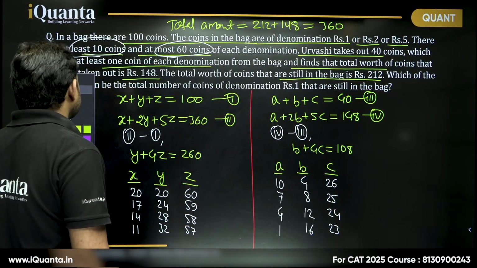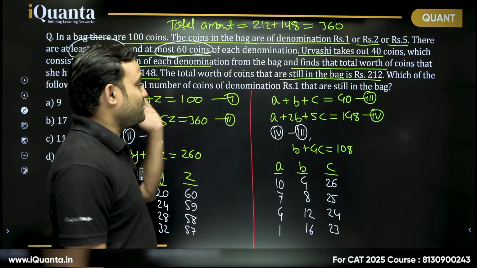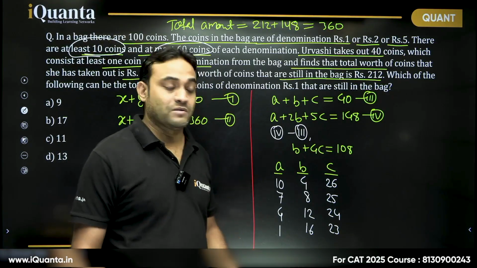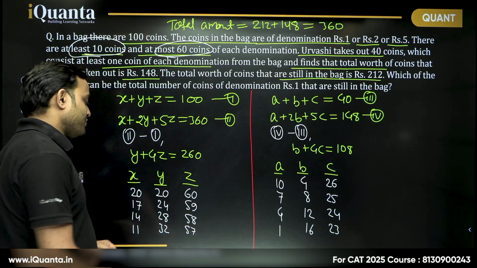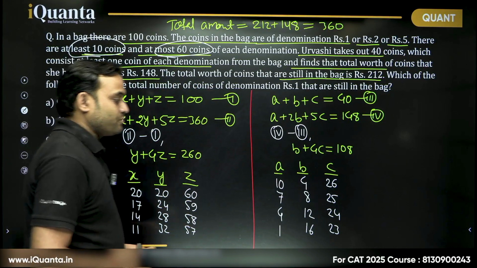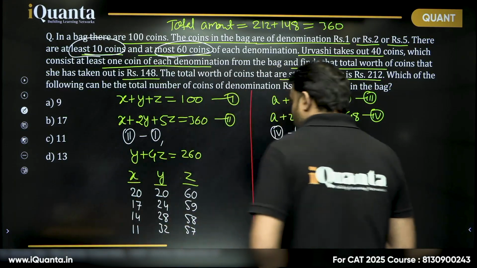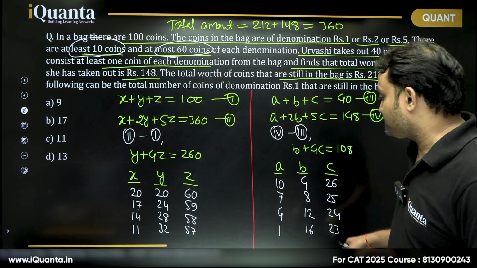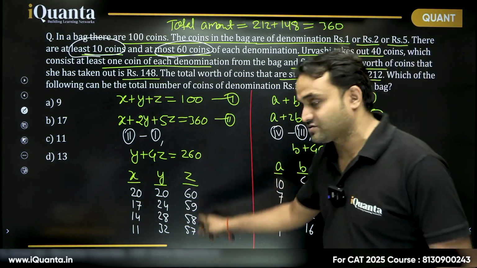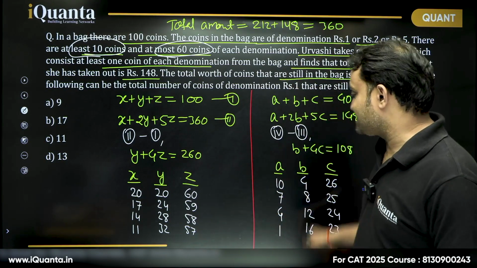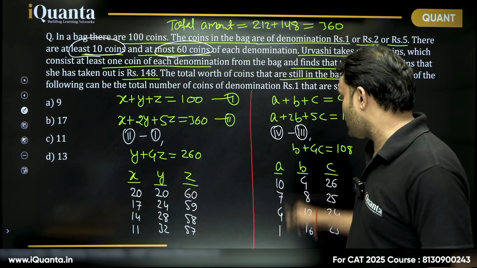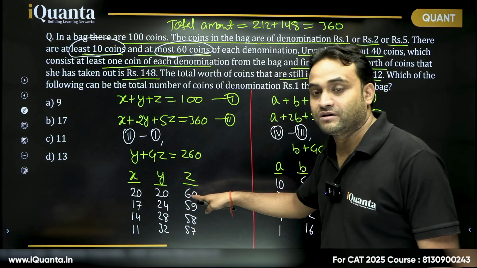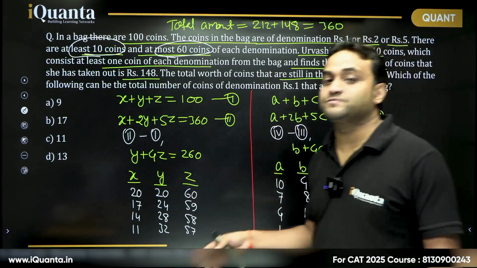Now it says which of the following can be the total number of coins of denomination 1 rupees that are still in the bag. So we can consider one of the cases from here and one of the cases from here which satisfies all the conditions. You can see the value of C is always lesser here than this one, the value of B is always lesser here than this one, and the value of A is always lesser here than this one. So any combination from here and any combination from here is possible.